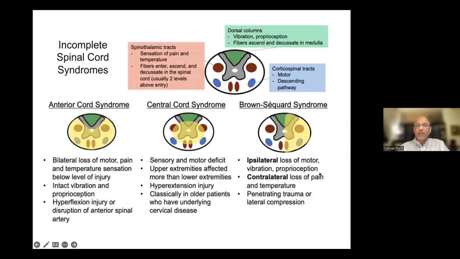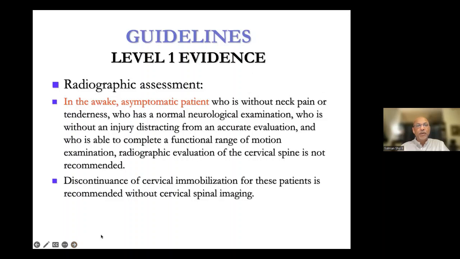In Brown-Séquard, there is ipsilateral loss of motor function, vibration, and proprioception, and contralateral loss of pain and temperature, and you can see why. As you can see, the dorsal column is up in back, and then you have the spinothalamic tracts and corticospinal tracts in front. So you can see from these that these syndromes are important for us to know and remember.